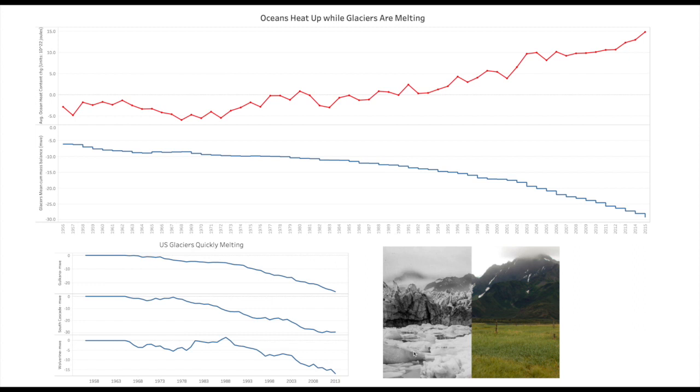Our last note on oceans relates to glacier melt. As heat content increases, the red line, and it's been going up precipitously with an inflection point in 2003, we see the melting of glaciers. There's a before and after of a glacier in Alaska, where today it's green pastures. Do I need to say more? Climate change is impacting our world.